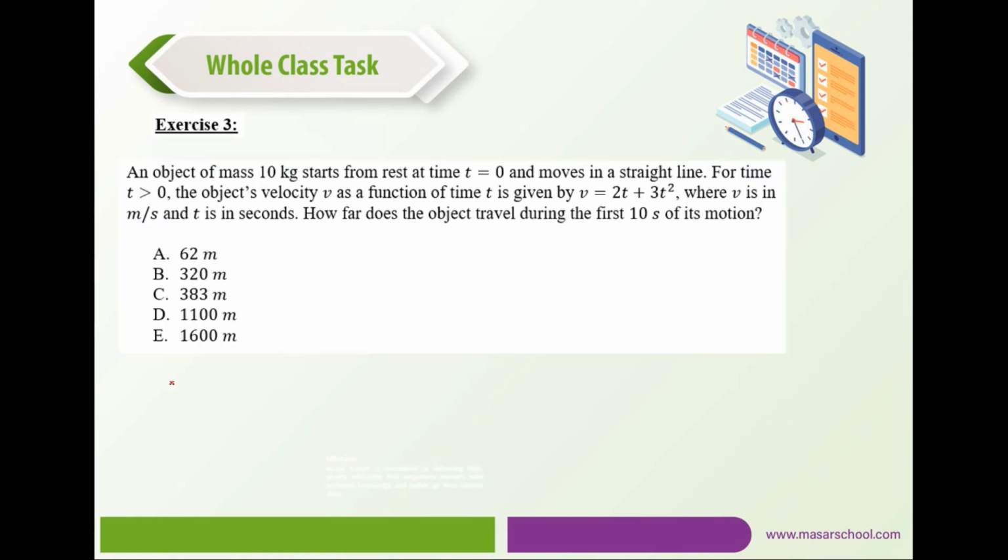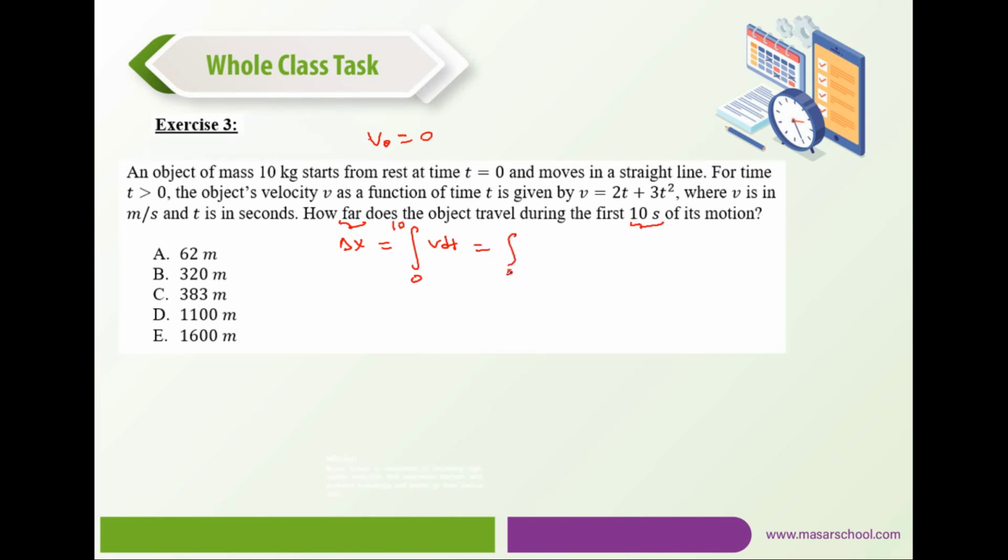Now, an object of mass 10 kg starts from rest at a time t equal to 0, so the initial velocity in this case is 0, and moves in a straight line for a time t positive. The object's velocity v as a function of time is given by that, where v is in meters per second and t is in seconds. How far, which means we need to calculate delta x, does the object travel during the first 10 seconds of motion? That would be the integral of v dt starting from 0 and ending at a defined final instant, which is 10 seconds.